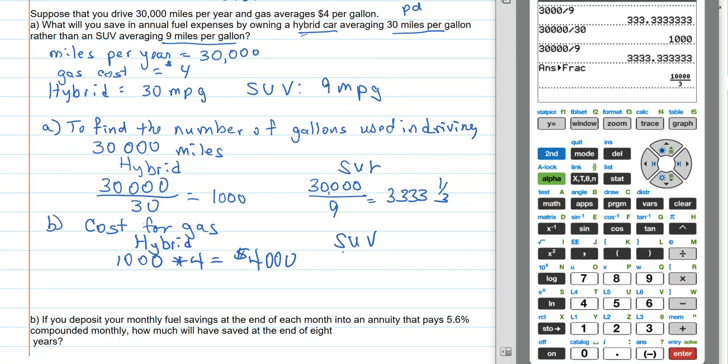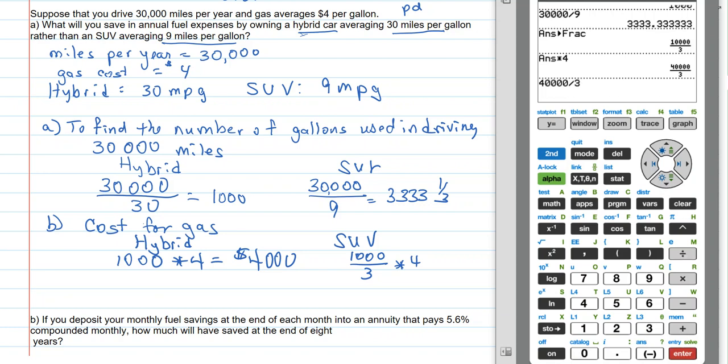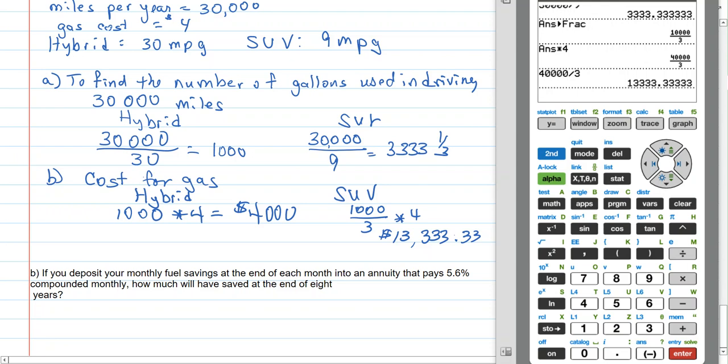A 10,000 divided by 3 times the 4. So we get an accurate. Well, it's not going to give me what I need, is it? So let's go ahead and do the 40,000 divided by 3. It's approximately 1,333. Okay, there you go. Okay, so now we need the difference.